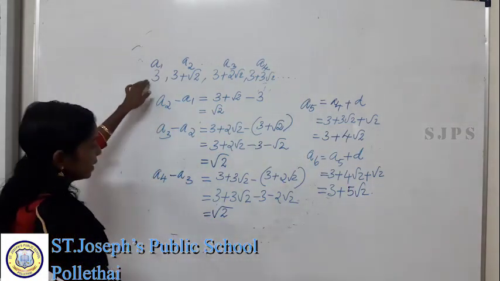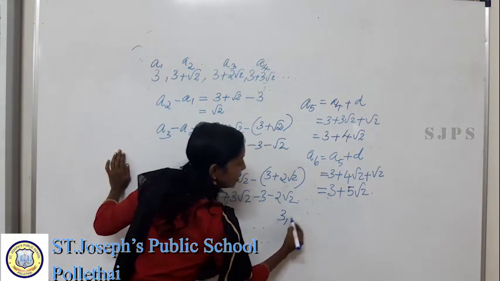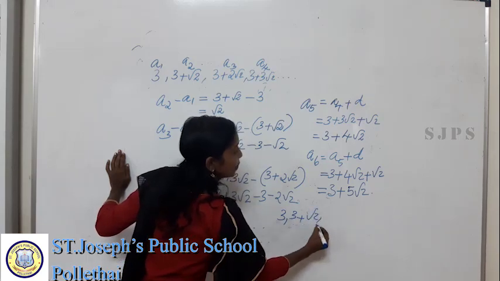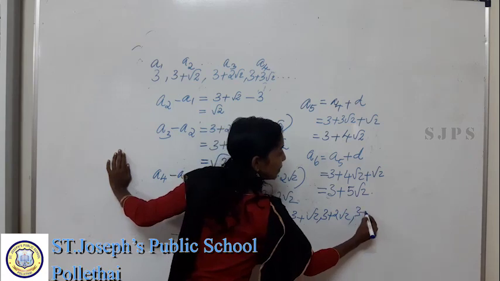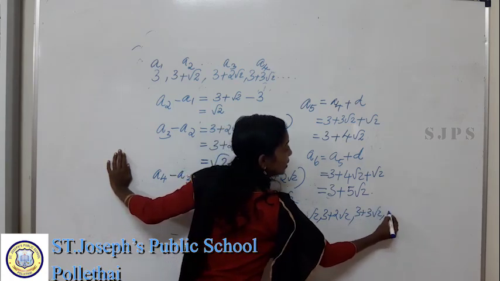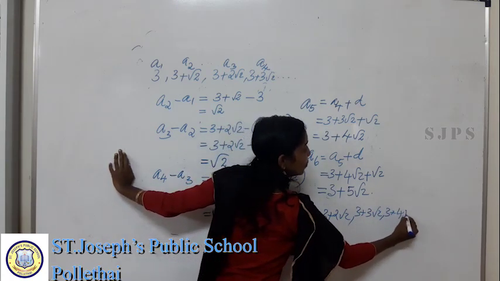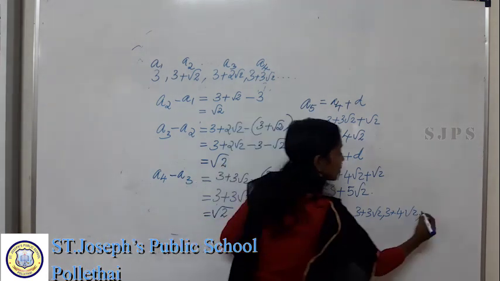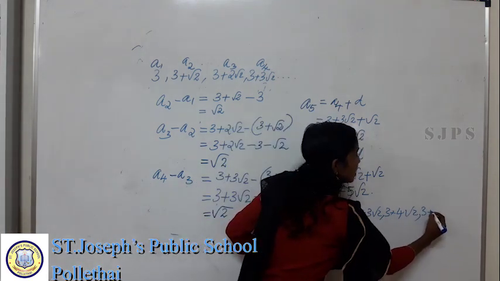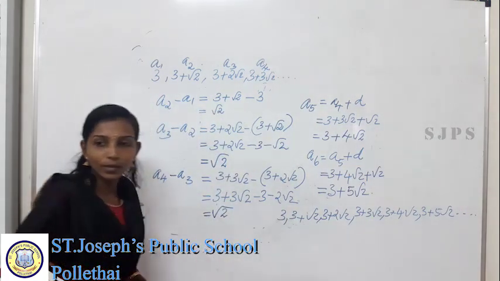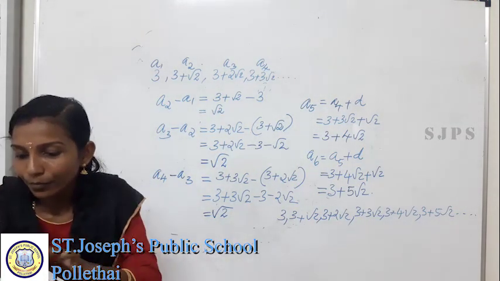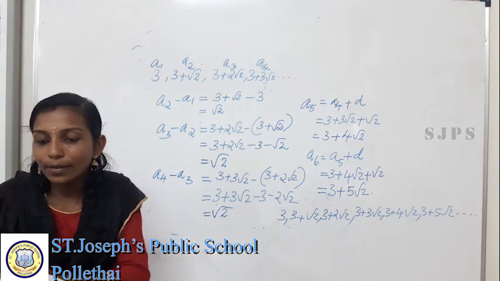So we get the AP as 3 plus root 2, 3 plus 2 root 2, 3 plus 3 root 2, 3 plus 4 root 2, 3 plus 5 root 2, etc. Then you can check one more example.